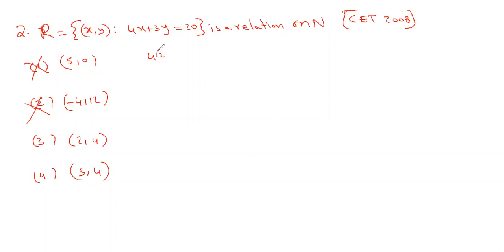So 4 2s are plus 3 4s are. 4 2s are 8 plus 3 4s are 12, 20, correct, satisfied, done. But out of little curiosity, maybe 3 comma 4 also will satisfy, just check. 4 3s are 12 plus 3 4s are 12 is not equal to 20, it is 24. So this is also not correct.